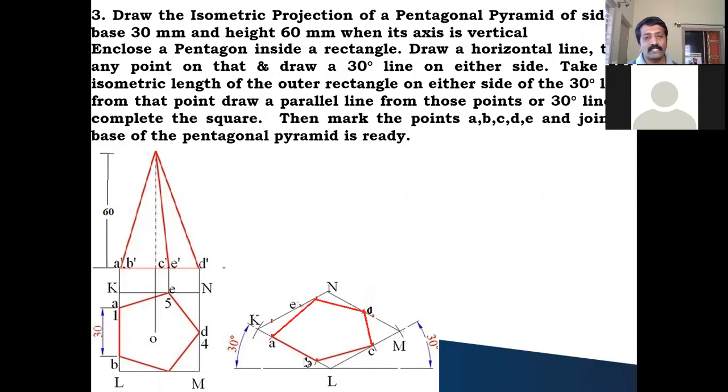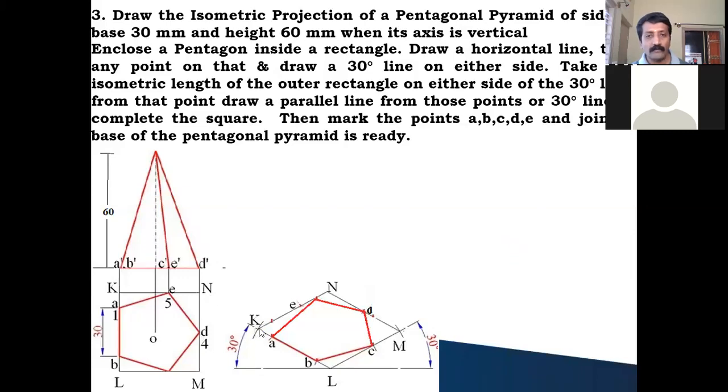Now you can join these 5 points A, B, C, D, and E. So this is the base of your pyramid, that is pentagon pyramid. After constructing the base, we have to find out the center of the base here also. So how to find out the center of the base here?